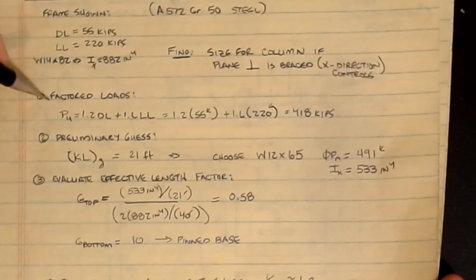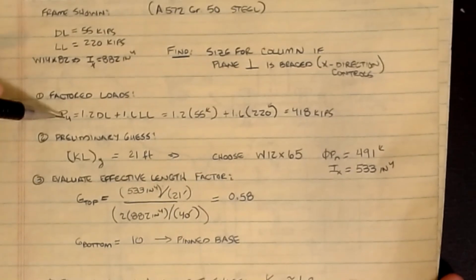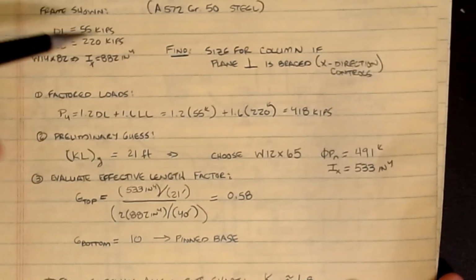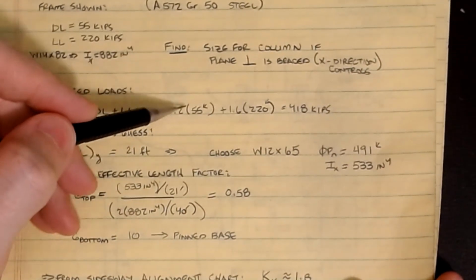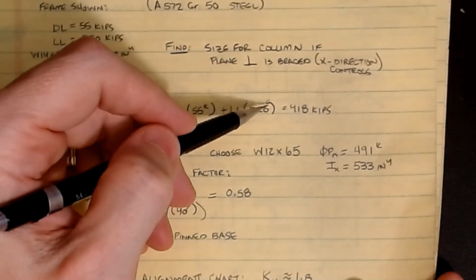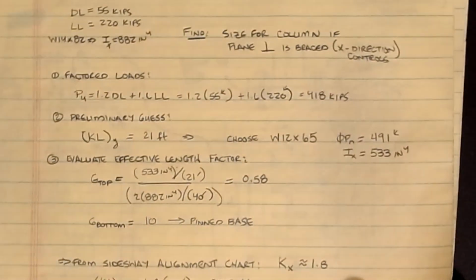All right, so we're going to factor the loads. That's the first thing. We'll check the 1.2 dead, 1.6 live, and if I plug all that in, 1.2 times 55 kips plus 1.6 times 220 kips gives me a column capacity of 418 kips.